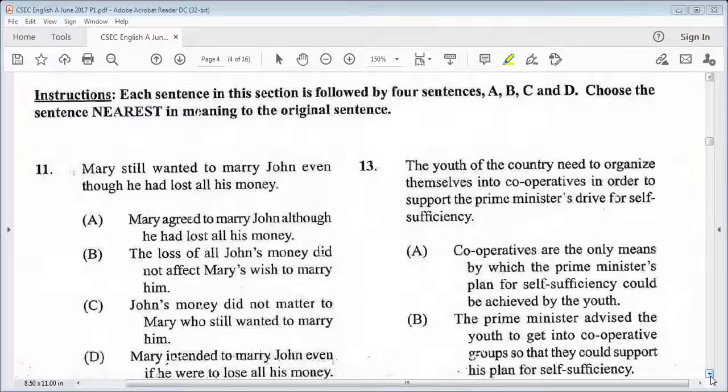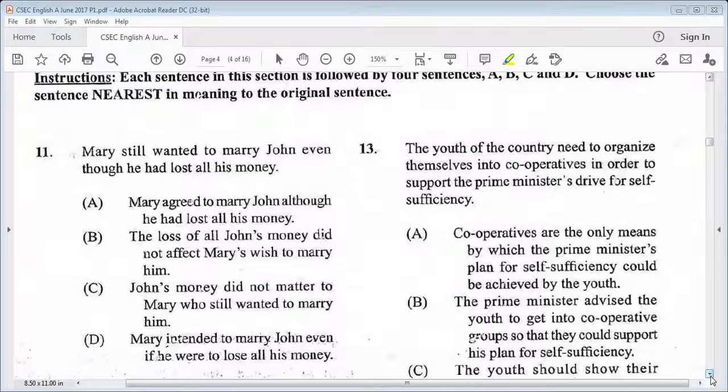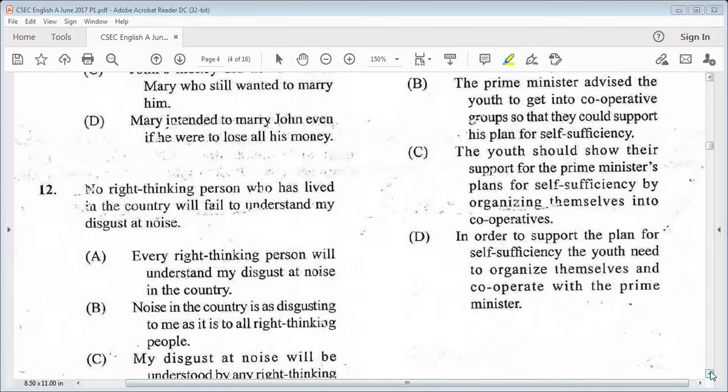So for 11, our answer would be B. Mary still wanted to marry John even though he had lost all his money. The sentence that is nearest in meaning, the equivalent sentence, is: the loss of all John's money did not affect Mary's wish to marry him. Let's move on to 12.